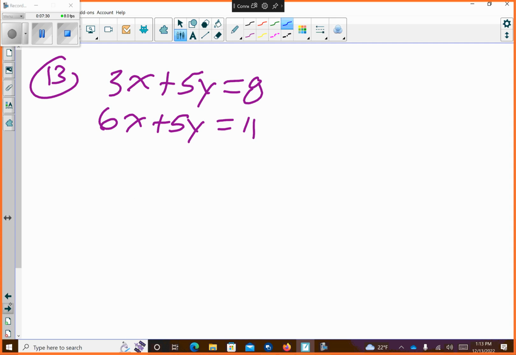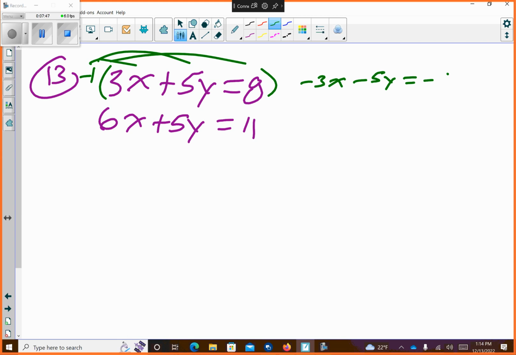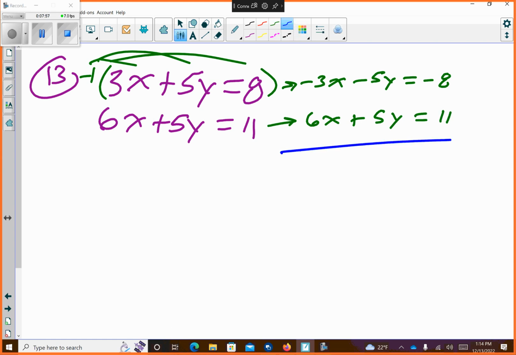Number 13. It almost looks like I can add them up as they sit. Notice the y's are both positive 5y. So if I pick one of the equations, doesn't matter which one, and multiply just one of the equations by negative 1, that's going to give me negative 3x minus 5y equals negative 8. Just rewrite the bottom equation. Now I can go ahead and add them up. So that's going to give me 3x, the y's cancel, is equal to 3. So x equals 1.